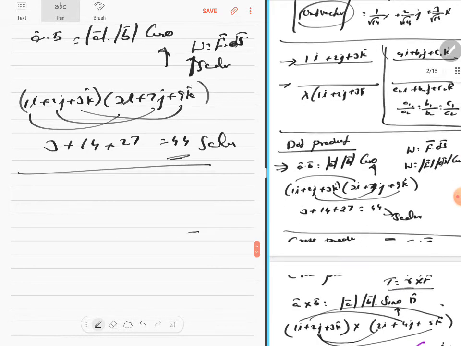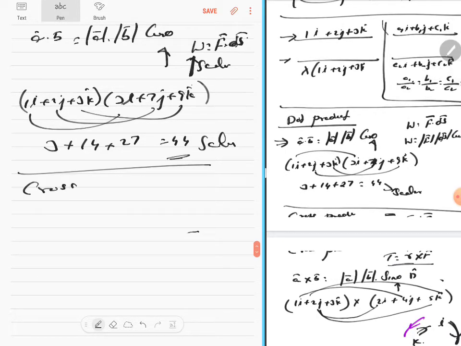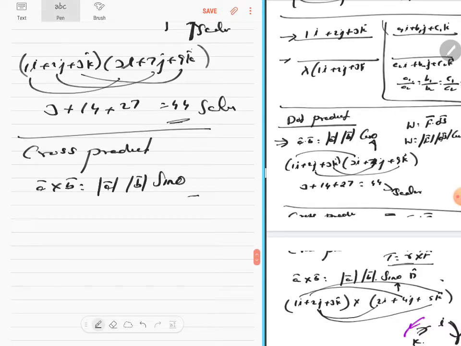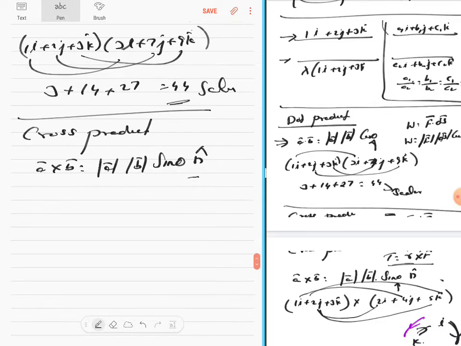Next is the cross product. A cross B is magnitude of A into magnitude of B into sine theta, and you have to include an n cap just to indicate that the answer you get is a vector. It may be an i cap or a j cap, some vector there, so n cap. So let's take an example: 1i plus 2j plus 3k crossed with 3i plus 7j plus 9k.